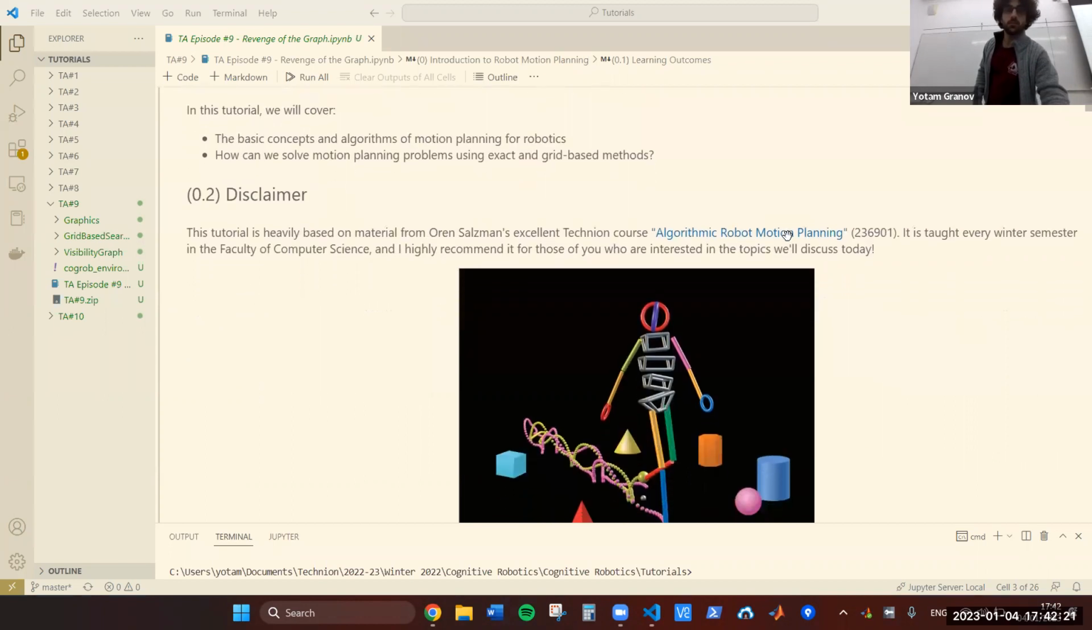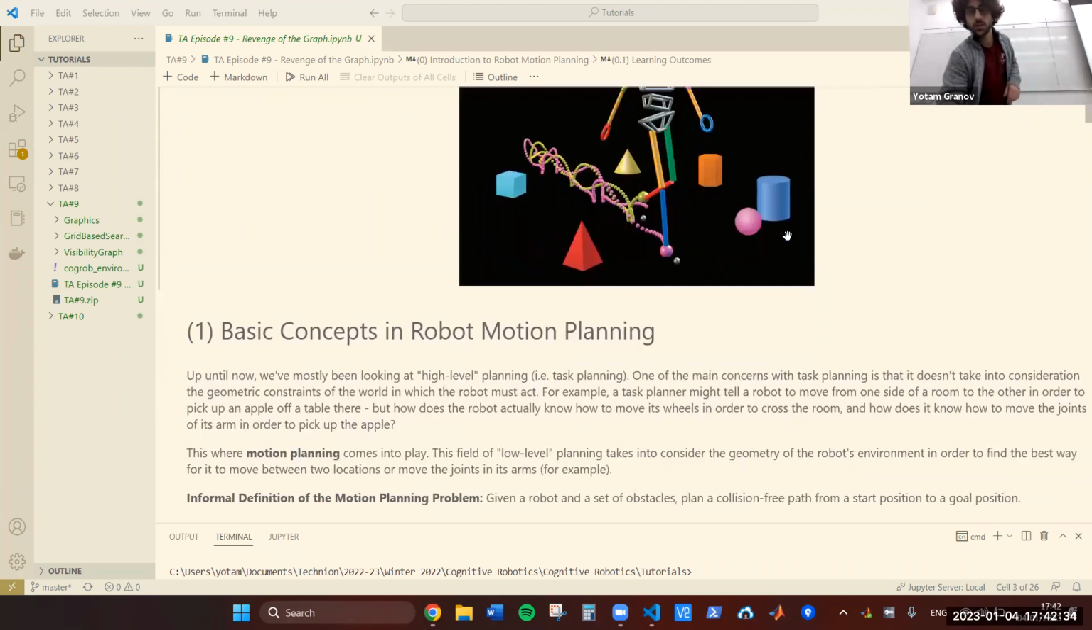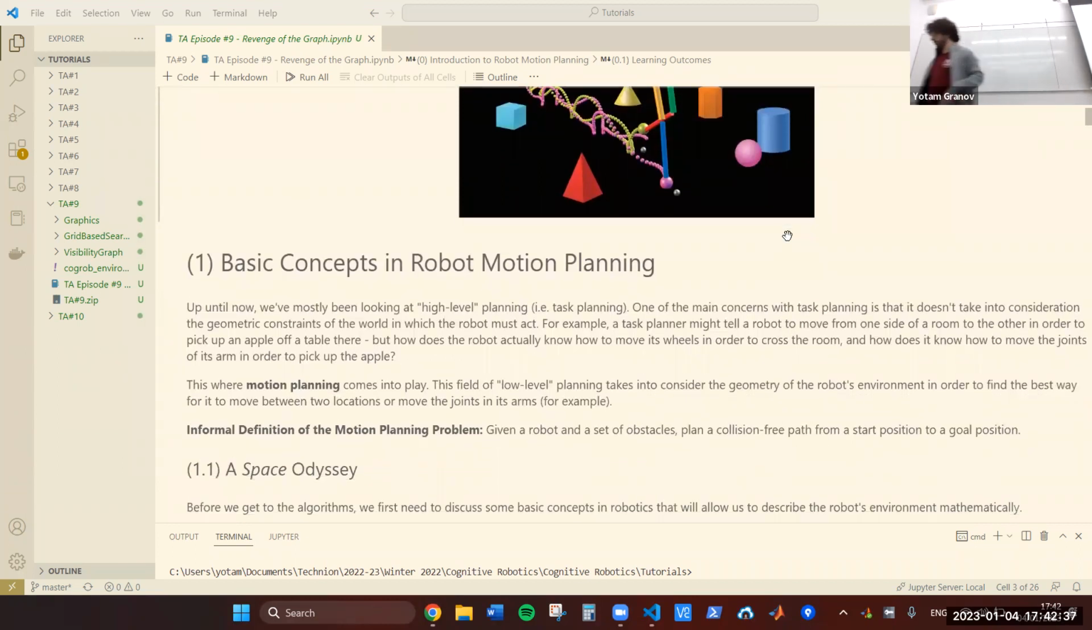So let's begin. Just a disclaimer: this TA is heavily based on material from a course called Algorithmic Robot Motion Planning, taught in the computer science faculty by Oren Salzman. Great course, highly recommend it. If you enjoy this TA, definitely take a look into taking that course. Let me turn off the other lights so you can see the screen better.